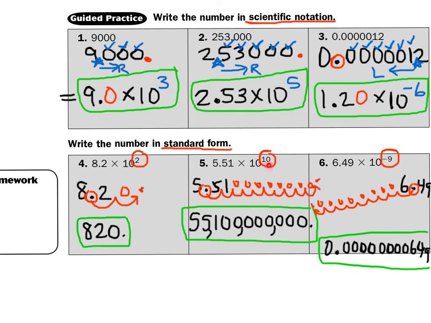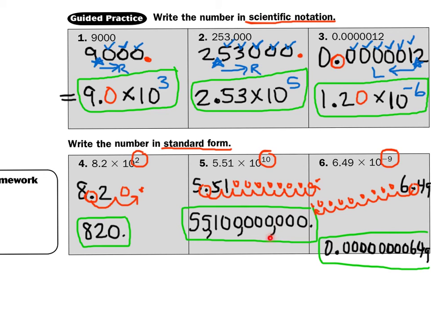Take a look at number 5. 5.51 times 10 to the 10th power. So I put 5.51 on my paper. With my red, I grab the decimal and move it 10 places to the right. And then I put the decimal all the way at the end. So then I write 551, and then I had to add 8 more zeros. Because remember, this counted as 1 movement, 2 movements, and then I had to go 8 more to get up to 10.